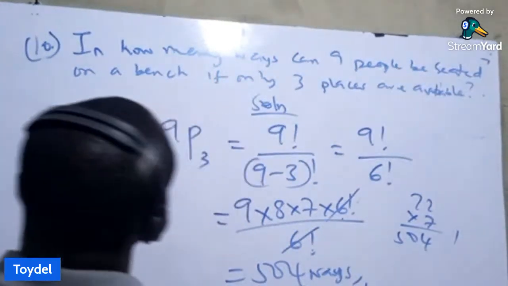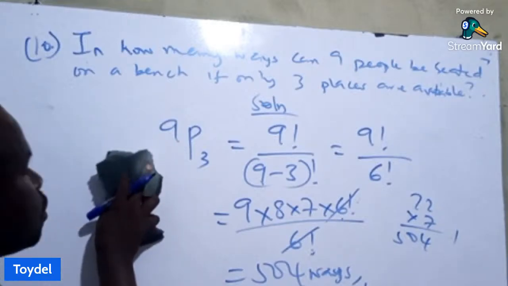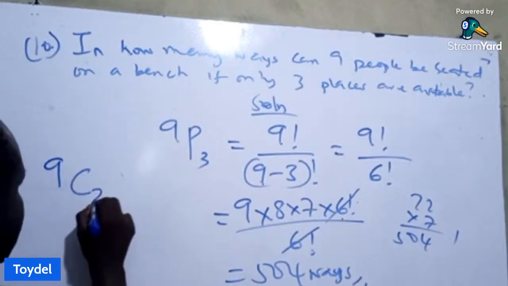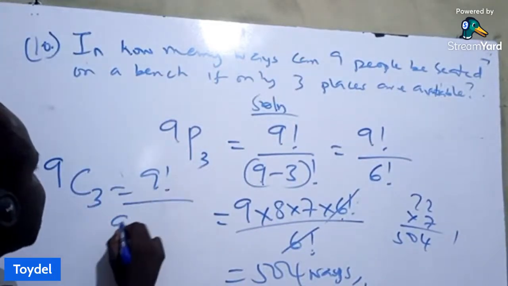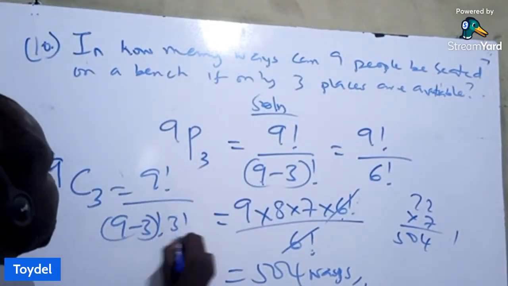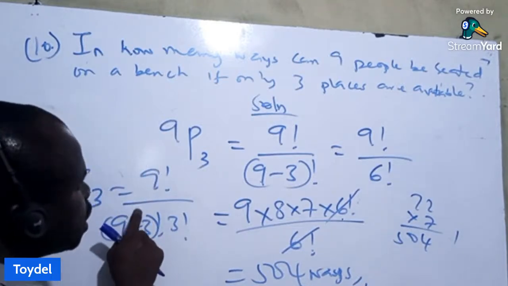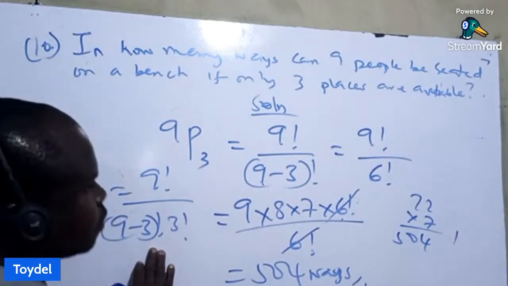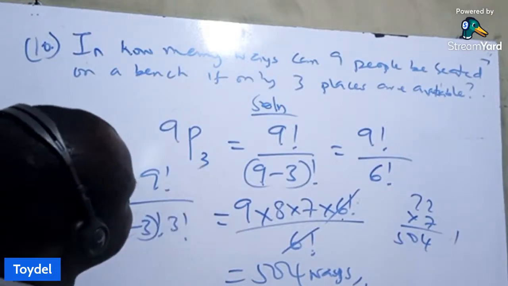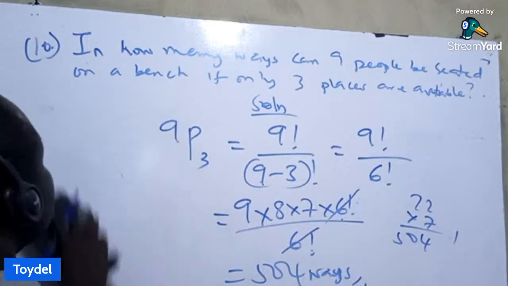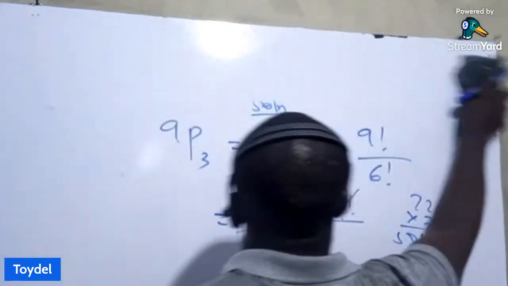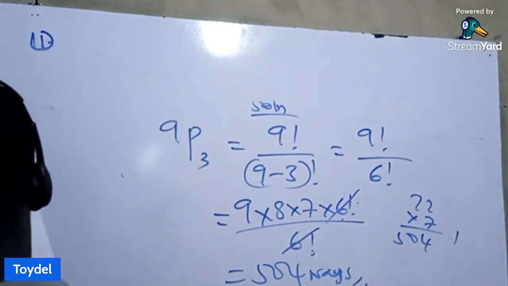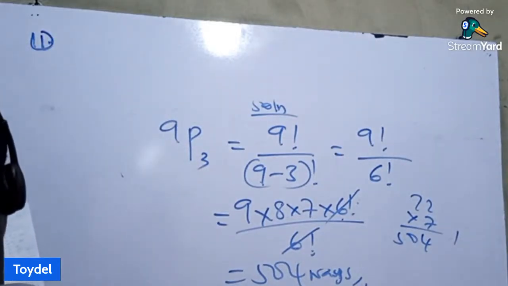So for more on permutation and combination, just check the video. So if this is combination now, if I have 9 combination 3, that will be 9 factorial all over 9 minus 3 factorial times 3 factorial. Because under combination, the order of arrangement does not matter. So it has to do with selection. Under permutation, the order of arrangement is important. So if you want to really know more about permutation and combination, just go ahead and check my video on permutation and combination.